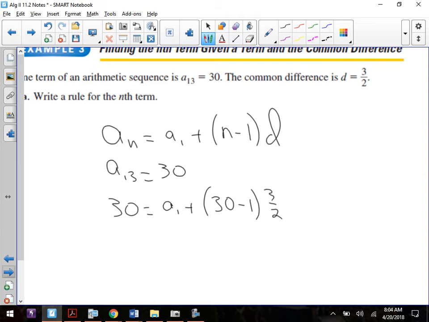Oh, it should be 30. I'm sorry, this is 30. This should be 13 here because this is the 13th. The n is the 13th. Sorry, I said the 13th term is 30 and then I got ahead of myself to the other one. You'll get a fraction here now, but that would have been 29 times 3 over 2.